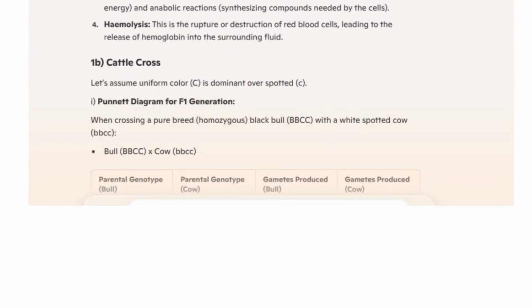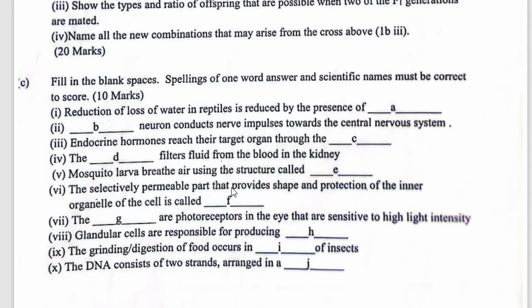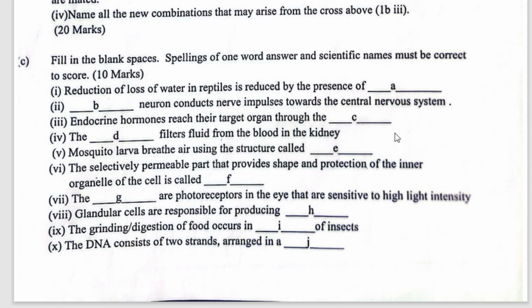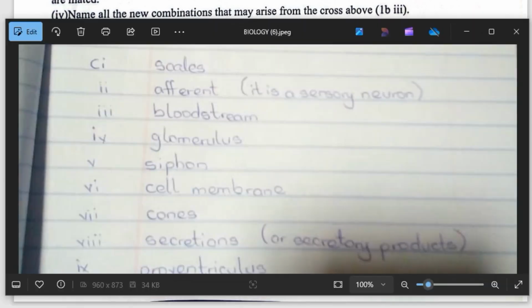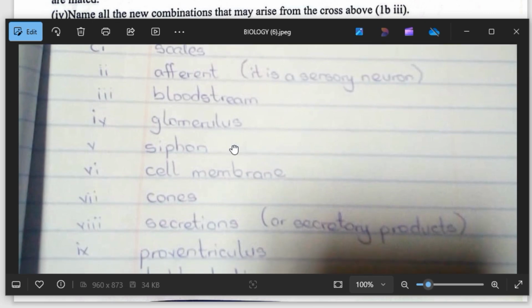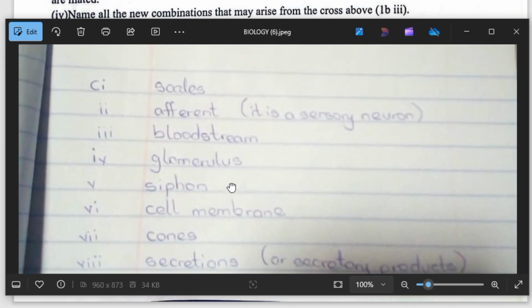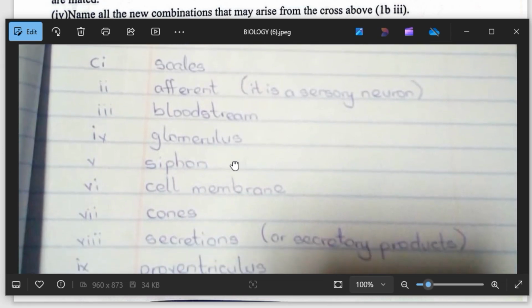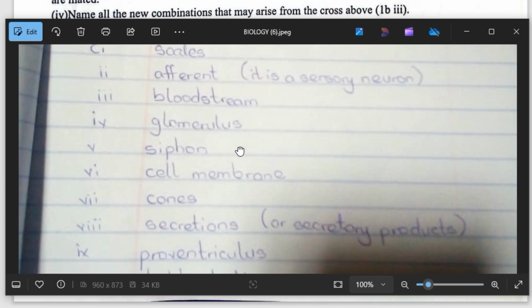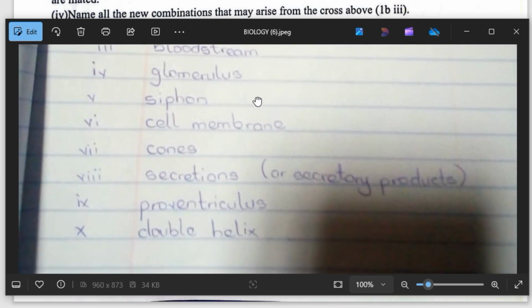If you notice, the solution to maybe the C part of the question wasn't in that study pack, but I still made it available in photo form. As you can see, this is it, and you can also write it down. It's for your own benefit. These are answers to the sub-objective skills: afferent, it is a sensory neuron, bloodstream, glomerulus, siphon, cell membrane, cones, secretions.